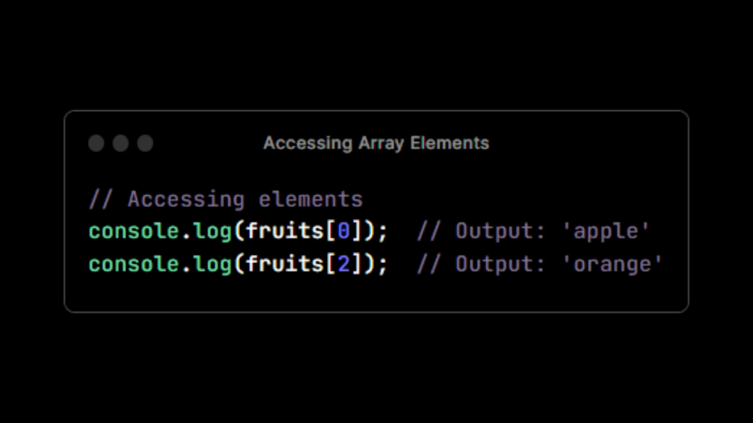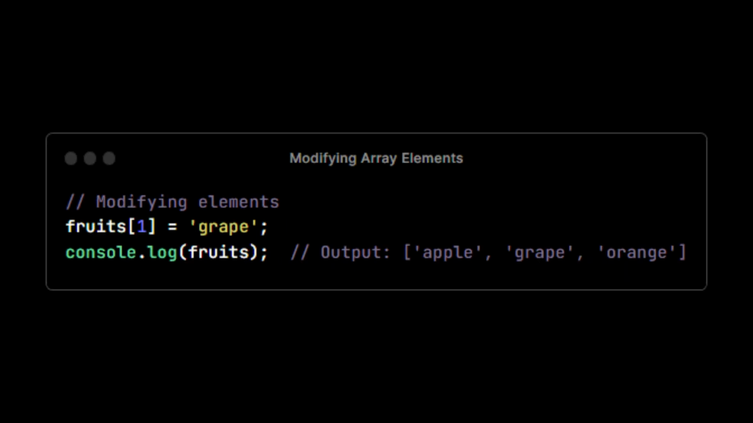Accessing array elements. You can access individual elements of an array using their index. The index starts from 0, so the first element is at index 0, the second at index 1, and so on. To access an element, use the array variable name followed by square brackets containing the index. Modifying array elements. You can modify array elements by assigning a new value to a specific index.